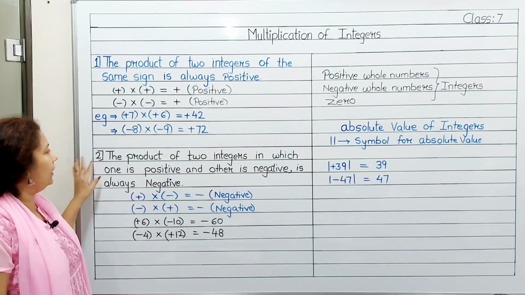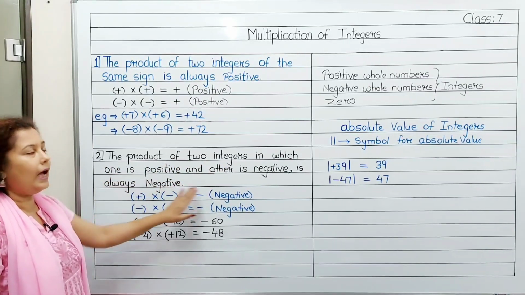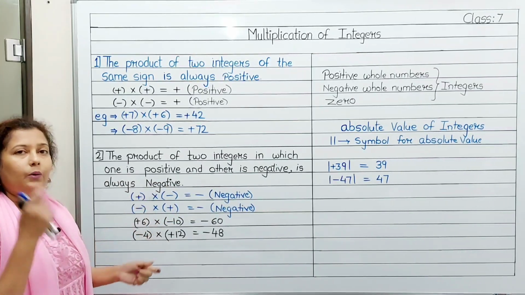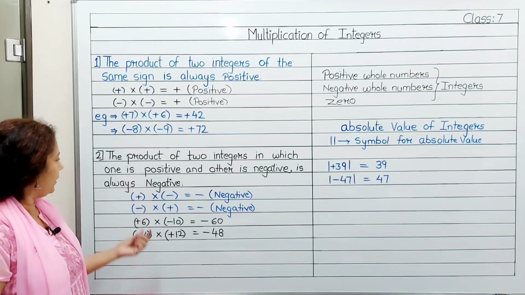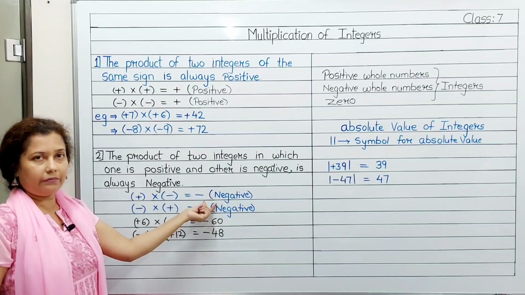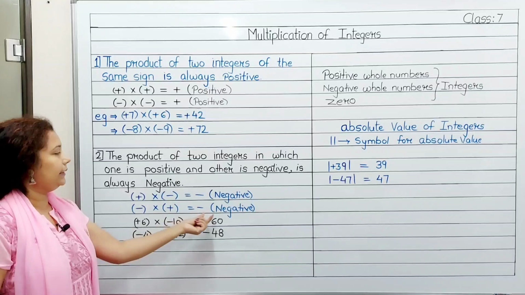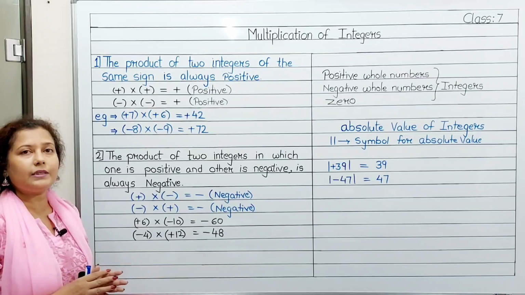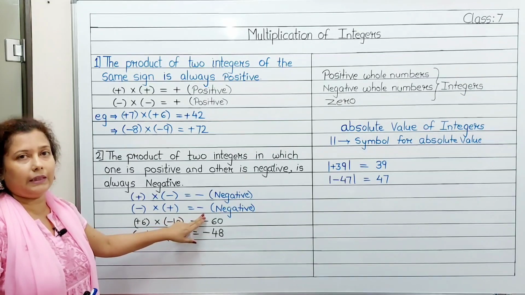Second point is the product of two integers in which one is positive and other is negative. The product is always negative. So here one positive, one negative, result will always be a negative integer. Positive into negative integer will get a product, a negative integer. If we will multiply negative and positive, then also we will get a negative integer. That means if both the integers are having different sign, one positive, one negative, then result will always be a negative integer.